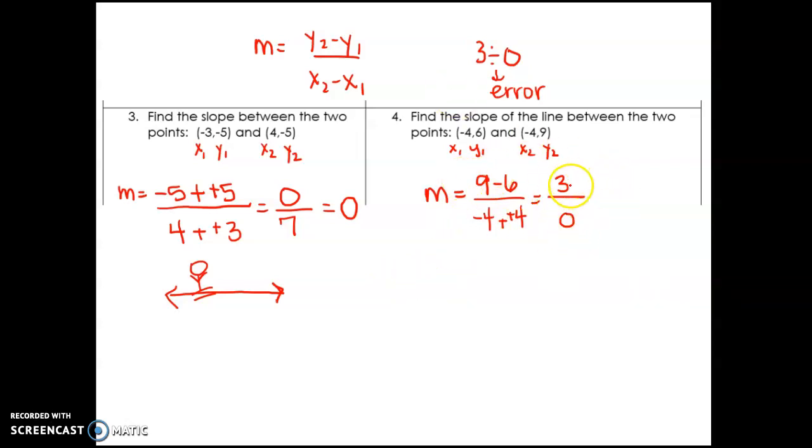So what do you think this is? What were our options when it came to slope? Well, we had positive, could have been negative, it could be 0, or it could be undefined. So it's not 0. If it was 0, it'd be in the numerator. So anytime that you evaluate and you find a 0 in the denominator, that is going to be an undefined slope.